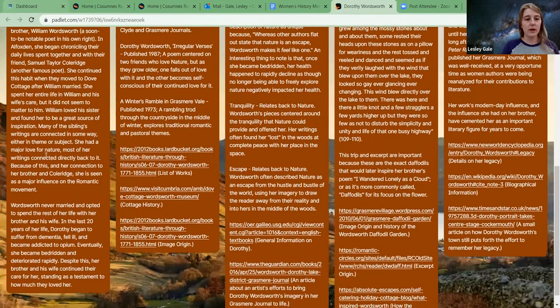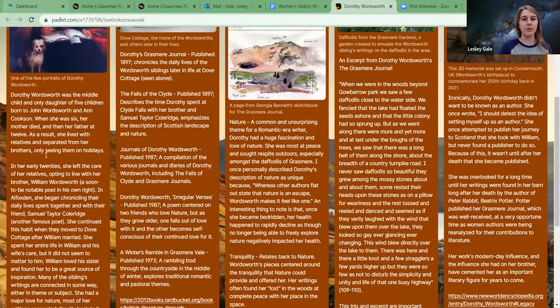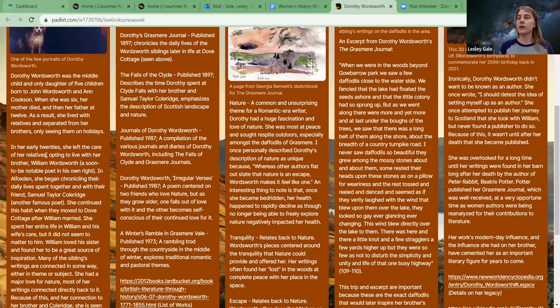Despite the fact that she was an unmarried woman and an invalid, her brother and his wife clearly loved her very much and took care of her all the way up to her death, even when she was bedridden. A couple of her important and noteworthy works: Dorothy's Grasmere Journal. This is one of the most important works, in my opinion, because this journal accounts the same daffodil experience that William Wordsworth had that led to his famous Daffodils poem. The Falls of Clyde is another very important work. It exemplifies how much she found healing and peace and respite in nature itself.